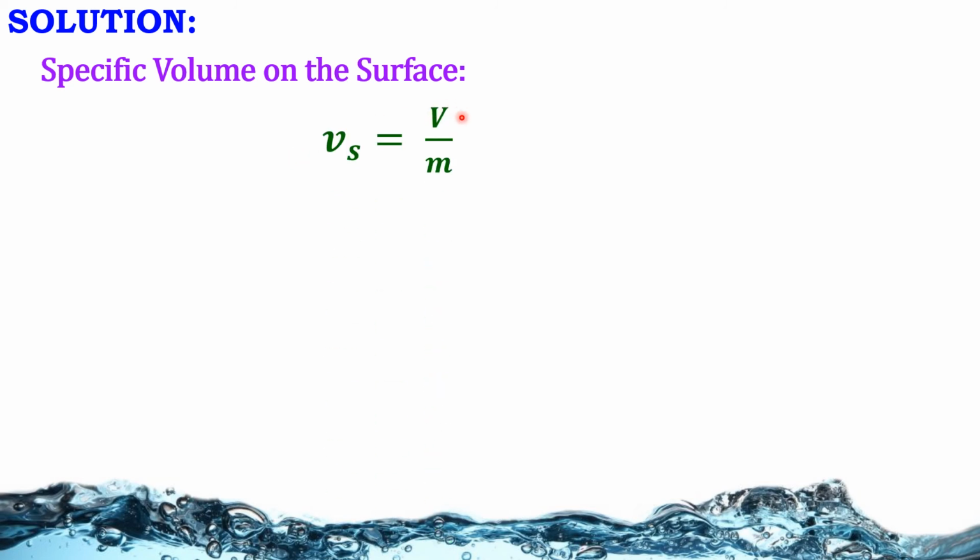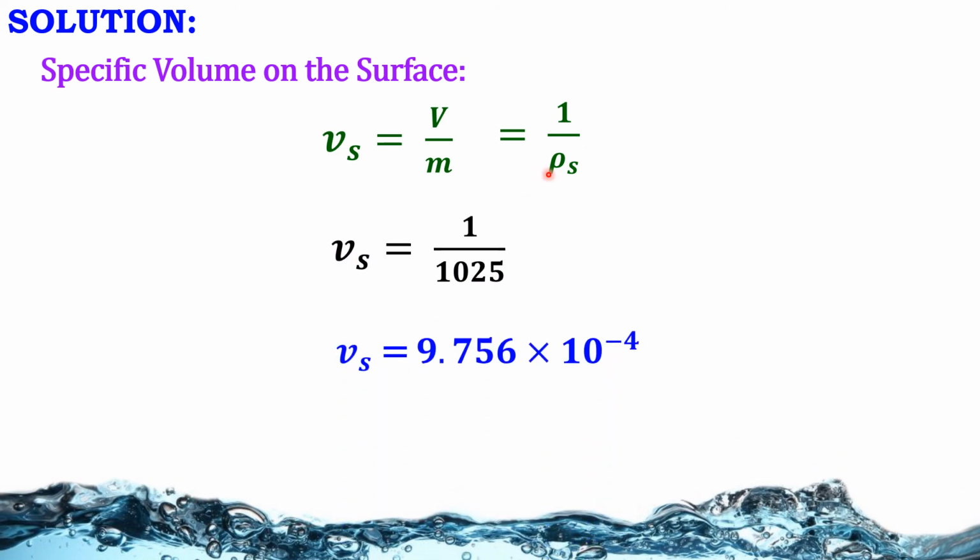Solution. First, we are going to calculate specific volume at the surface, where Vs is equal to V by M. We do not have the volume and mass data, so I am looking for another formula where Vs is equal to 1 by rho s. The density on the surface is given. Substituting the density value, we calculate the specific volume at the surface as 9.756 into 10 to the power minus 4 meter cube per kg.